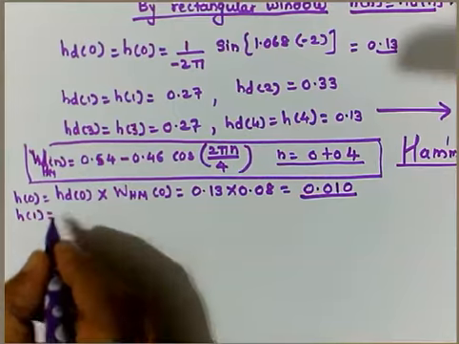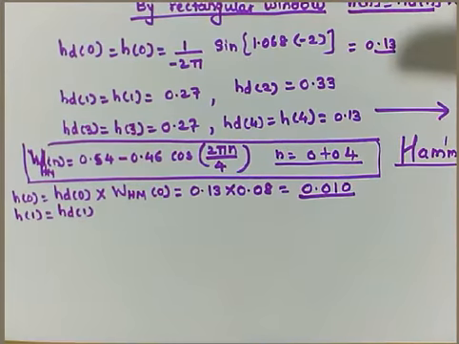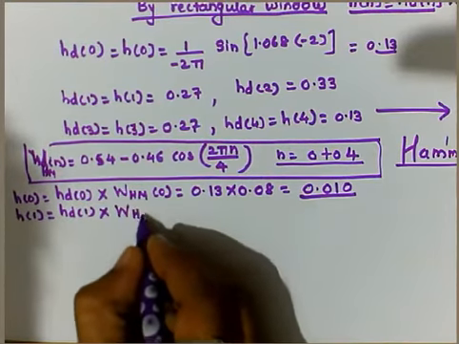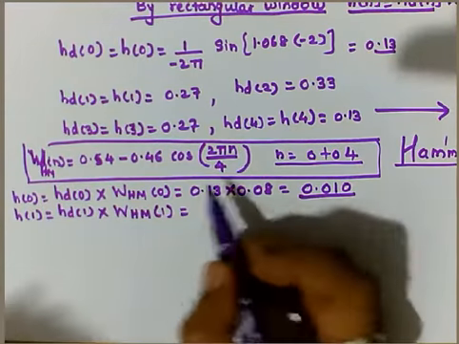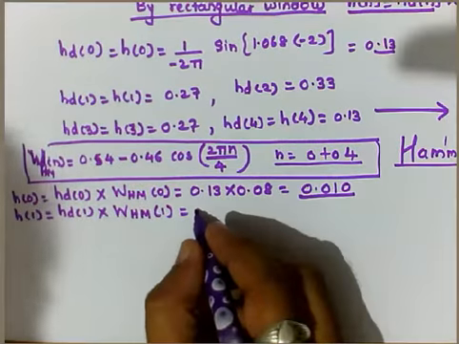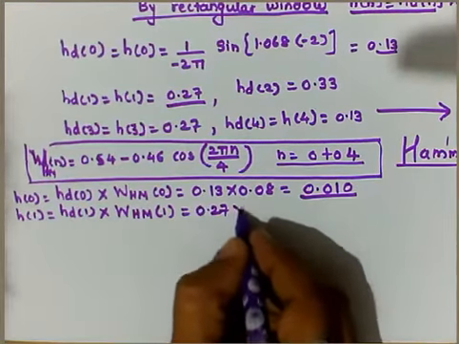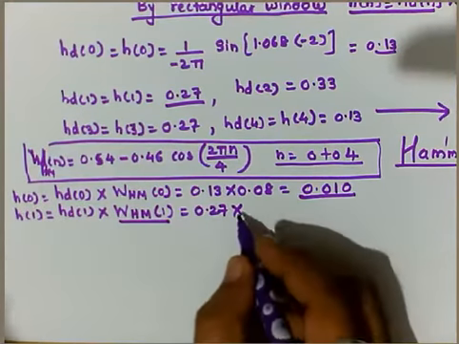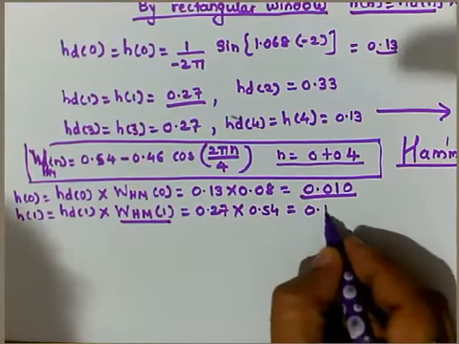Similarly, what is h of 1? Using expression number 1, h of n is equal to hd of n into w of n, so it is hd of 1 into WHM of 1. What is WHM of 1? After calculation it comes to 0.54. So this is 0.27 into WHM of 1. Put n equal to 1 in this equation and solve it, and you will find it comes to 0.54. So this value is nothing but 0.15.